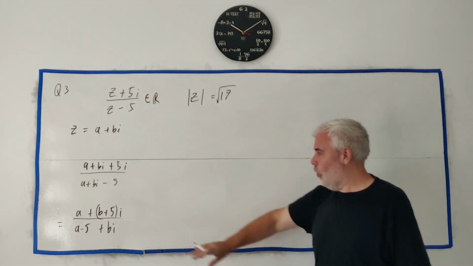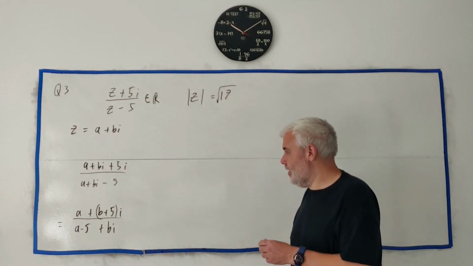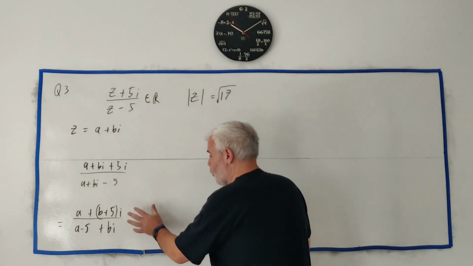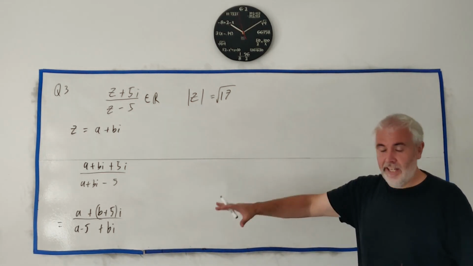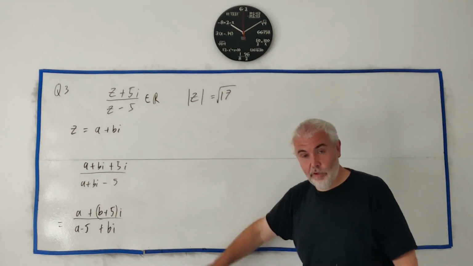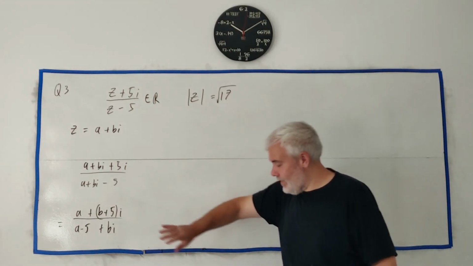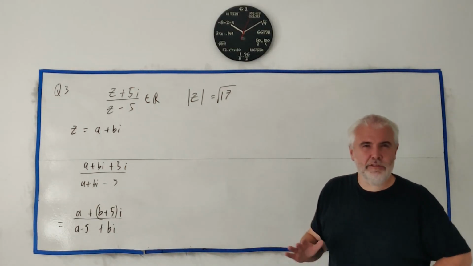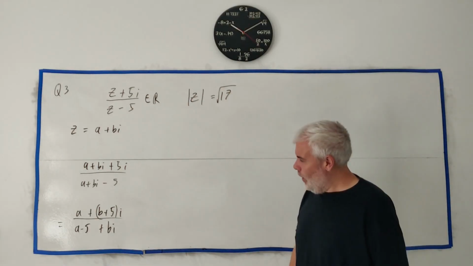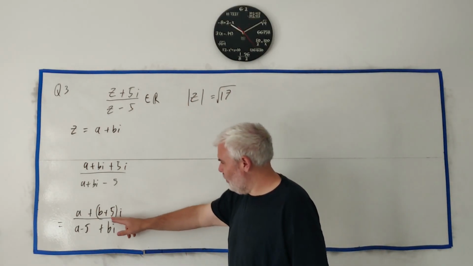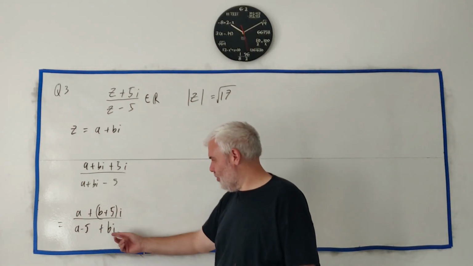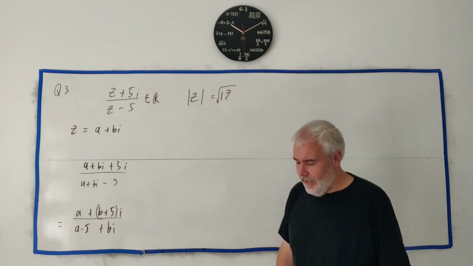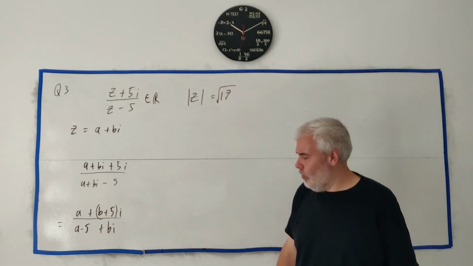So remember what they've told us about this. They've told us that this is real. That is important, it's going to become useful in a minute. This is real, but I don't see how that obviously helps us yet. We can't just say b plus 5 is 0. We'd be left with a divided by some imaginary part, and so it'd still be imaginary overall.